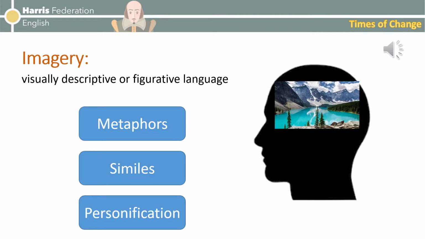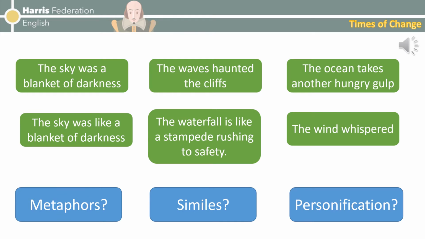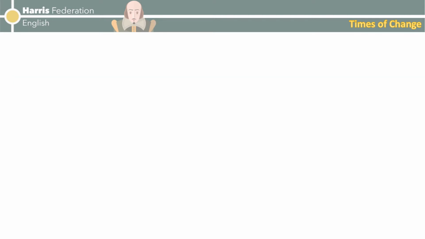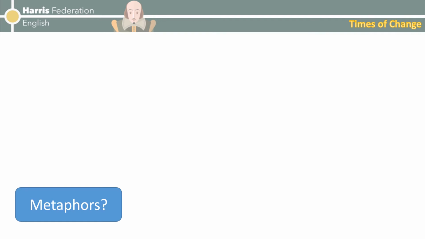So what is imagery? Imagery is visually descriptive or figurative language, such as metaphors, similes, personification. Do you know what imagery looks like? I want you to work out which of these are metaphors, which are similes, which are personification. Pause the recording whilst you work this out. Here come the answers.